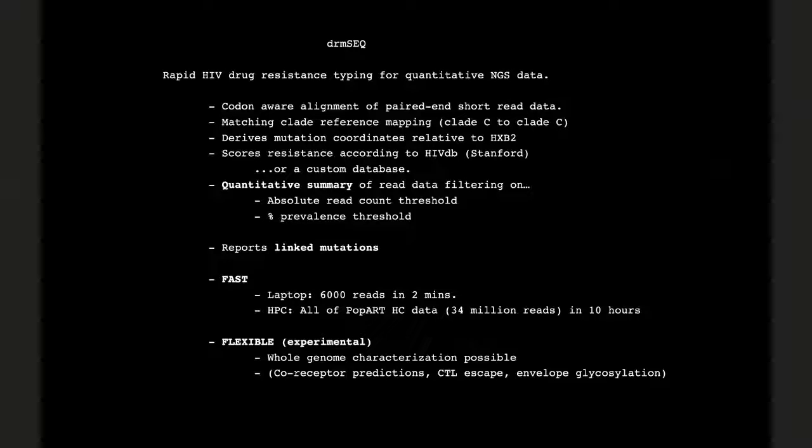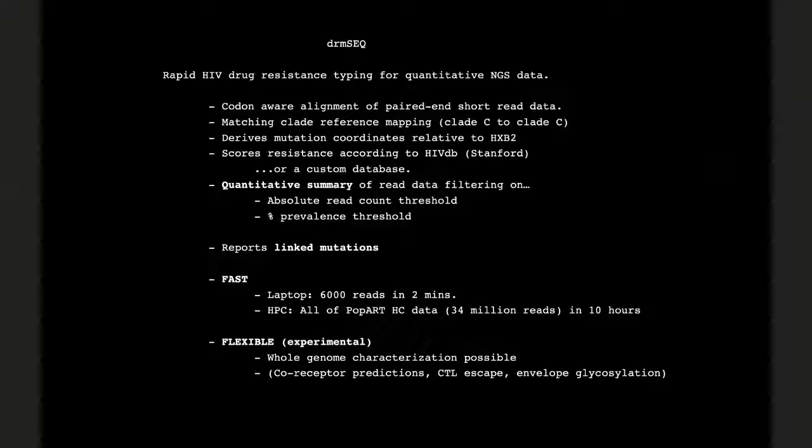where you actually feed a panel of references from a variety of clades, and so the mapping is agnostic to whatever clade you start with. You don't have to know what the clade is of the virus that you're starting with.